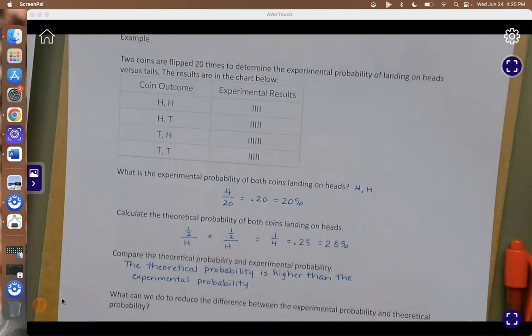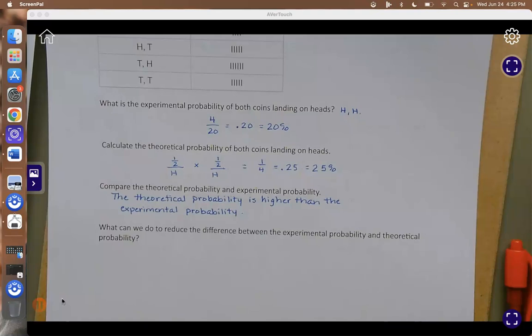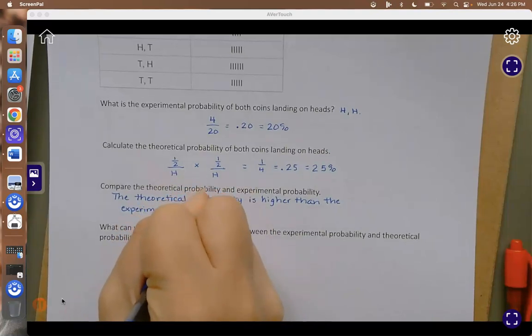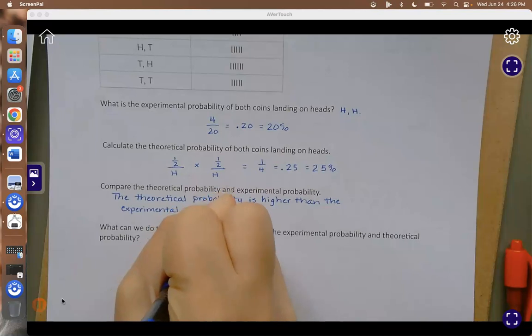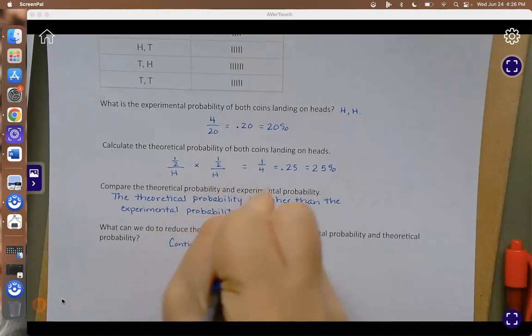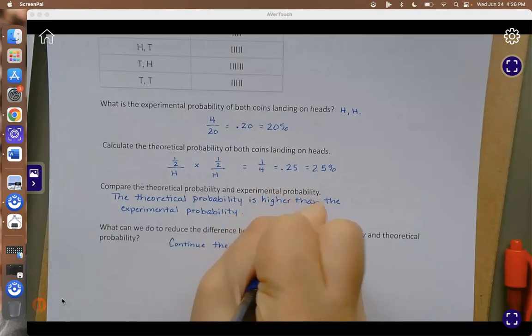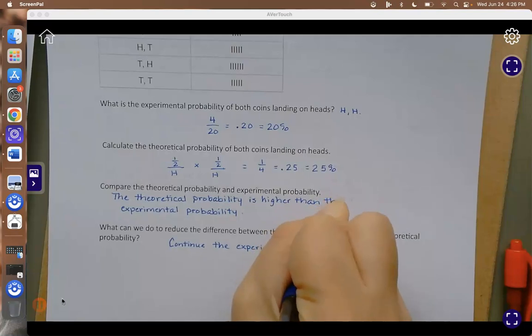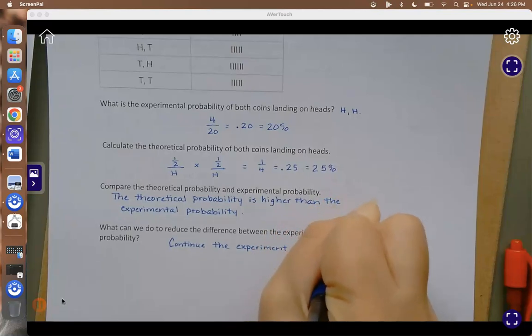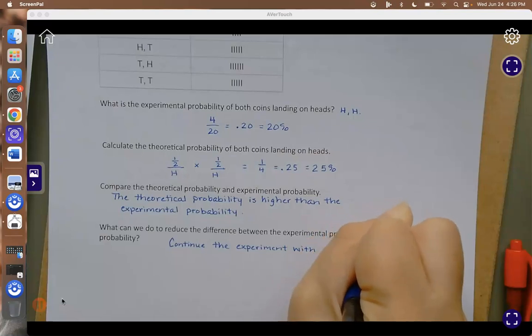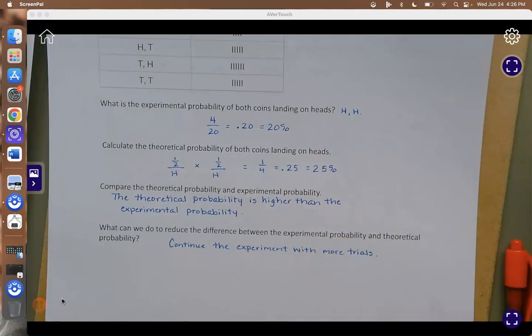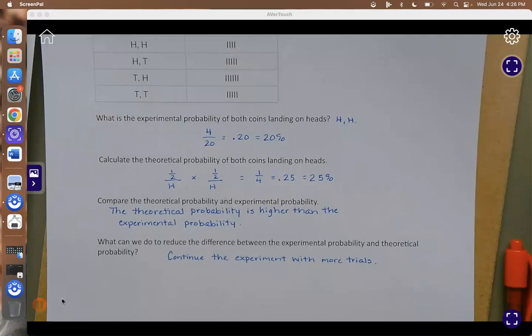Okay, what can we do to reduce the difference between the experimental probability and theoretical? So what did it say we can do to reduce the difference? Continue the experiment with more trials. Okay, and that's the kind of questions you're going to have regarding this kind of thing, experimental and theoretical probability.